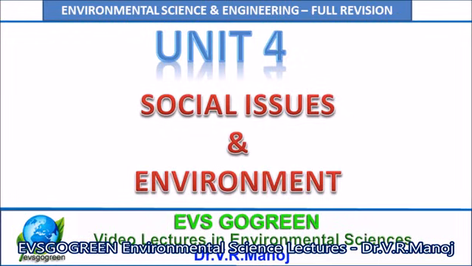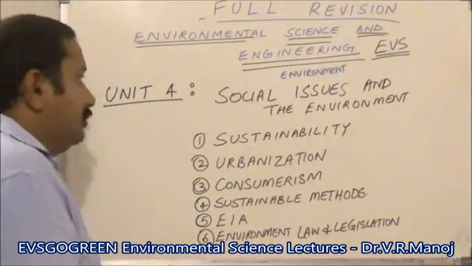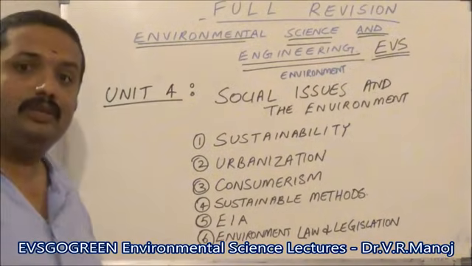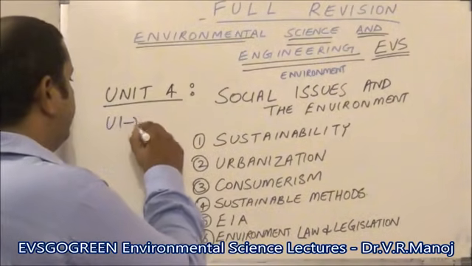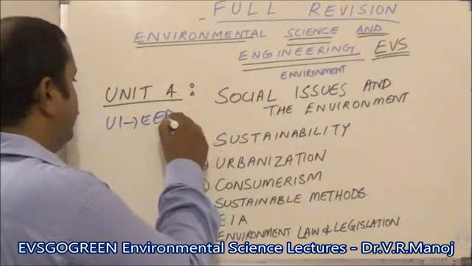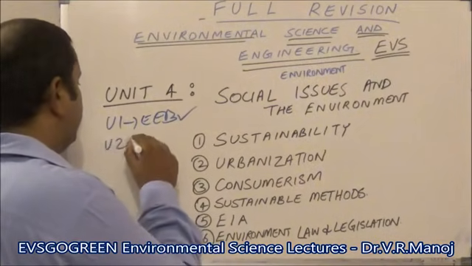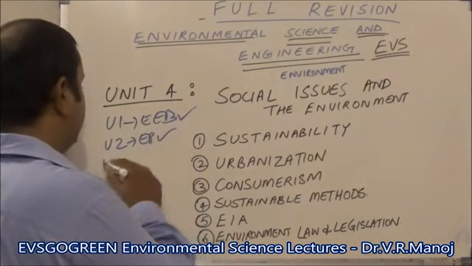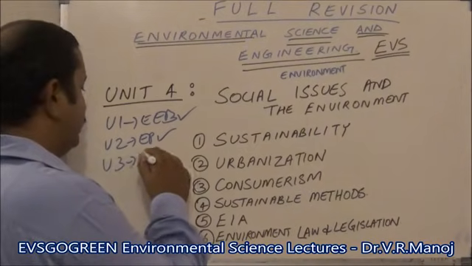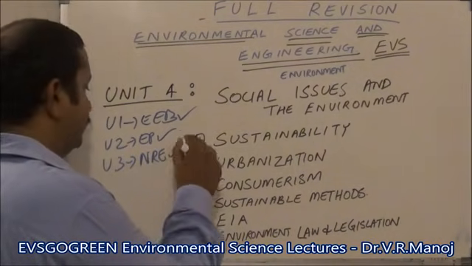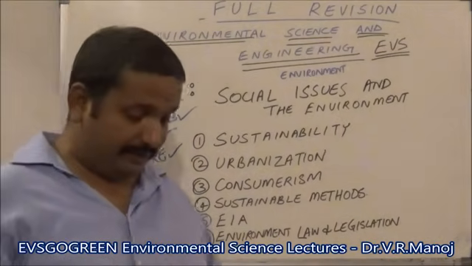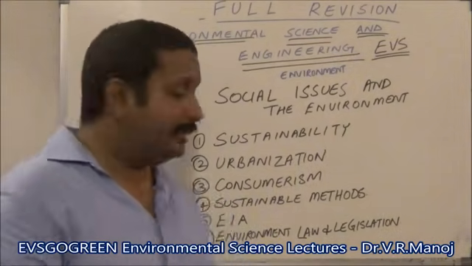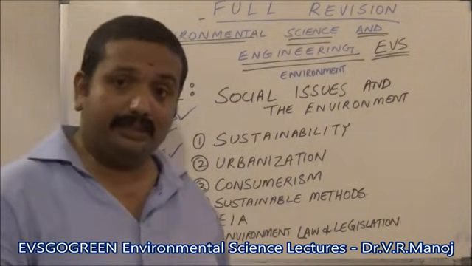Fine. Now we are going to revise Unit 4, Social Issues and the Environment. What have we seen so far? We have seen Unit 1, Environment, Ecosystem, Biodiversity, that is over. Unit 2, Environmental Pollution, that is over. Unit 3, Natural Resources and the Environment, that is also over. Now Unit 4 is a very small unit, but some terms are very important. I have listed the majorly important terms here.